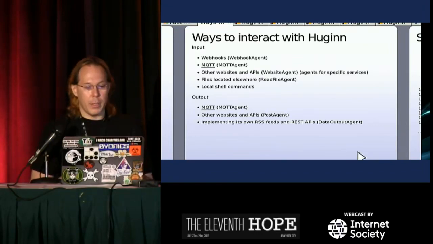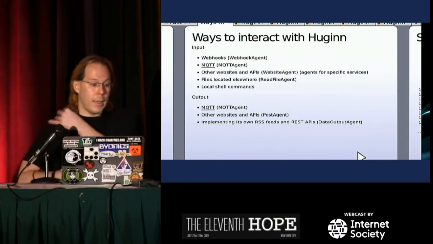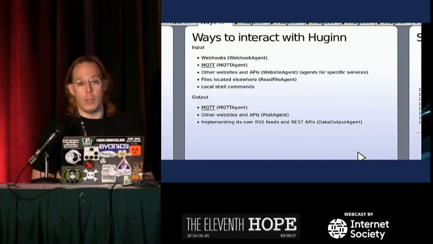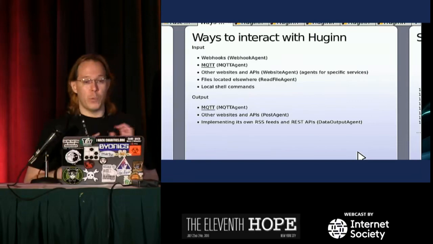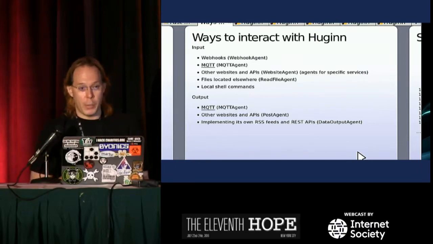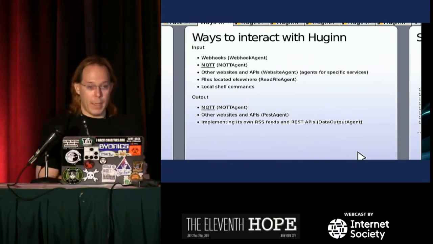There's a website agent which lets you interact with other websites and APIs, and there are also many different agents for specific services like Trello, Weather Underground, a couple of flight booking services, things like that. And there is also an agent which is disabled by default, which lets you run shell commands local to the box Huginn is running on. So it will spawn a shell, it'll run a script or a command or something, capture standard out and standard error, package those as an event, and put them into the internal event queue.